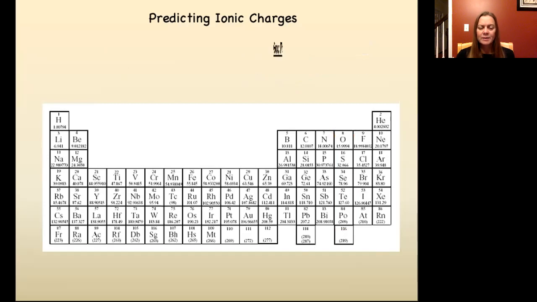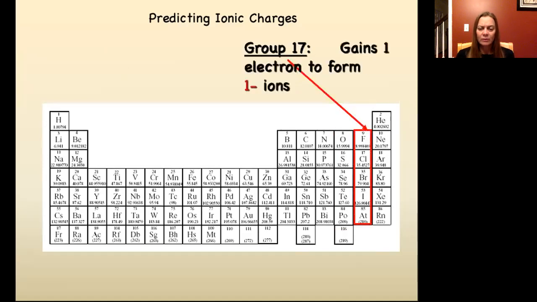Okay, so group 17, or the halogens, we know that they have 7 valence electrons. So in order to get to 8, they only need to gain 1 electron. So they're going to form ions with a charge of -1. So that would be fluoride, chloride, bromide, iodide, and we're going to leave out astatine because it's radioactive and doesn't really form ions.